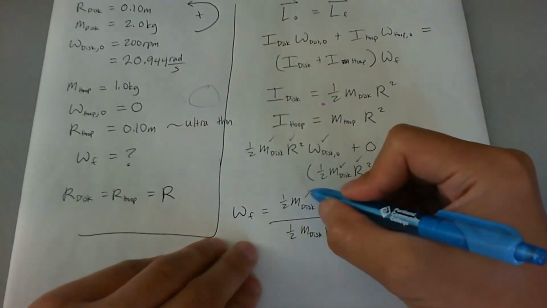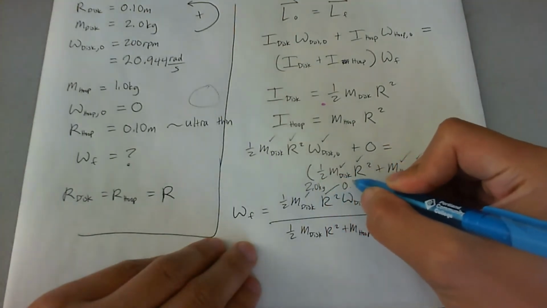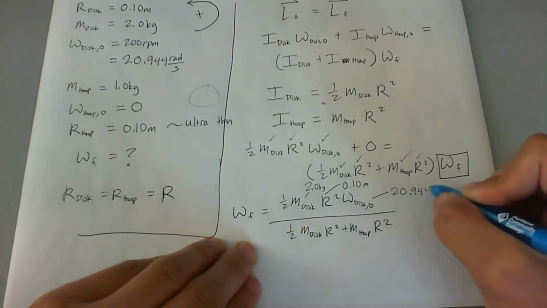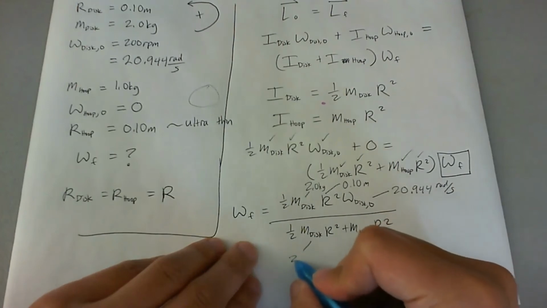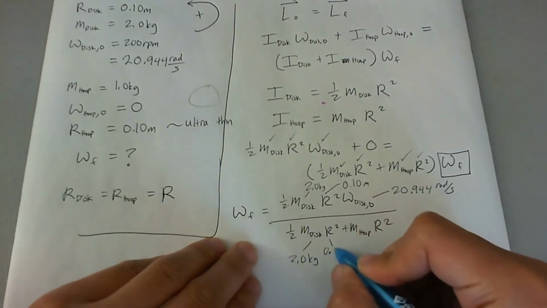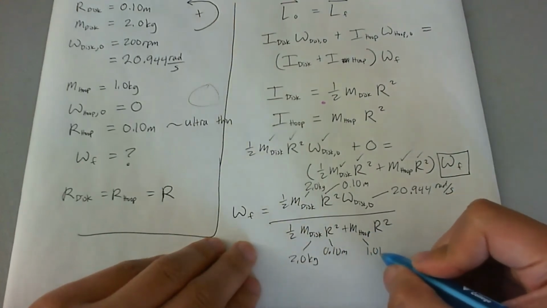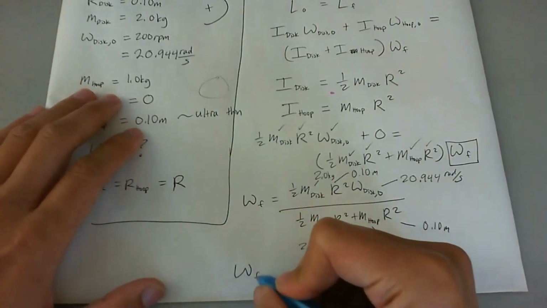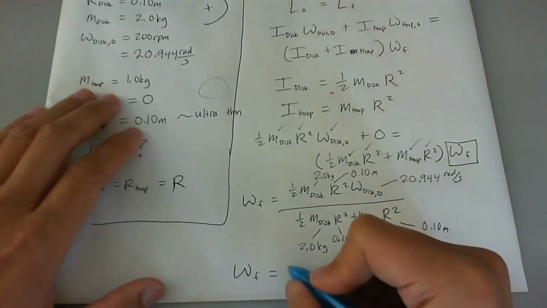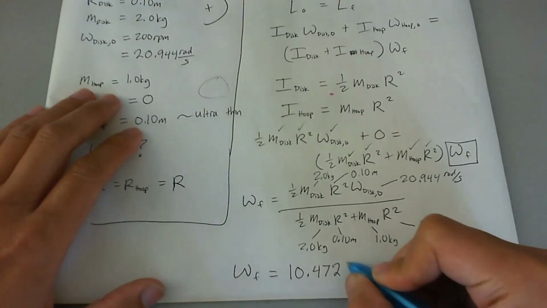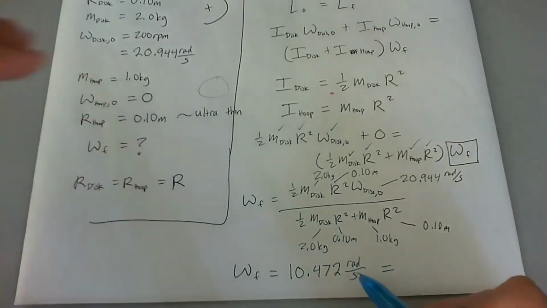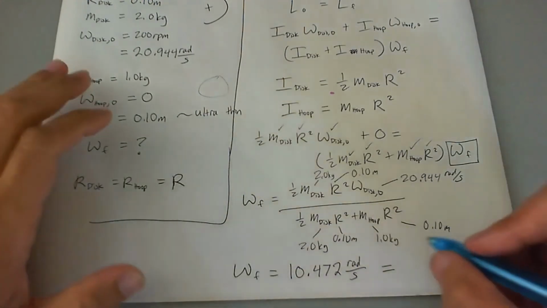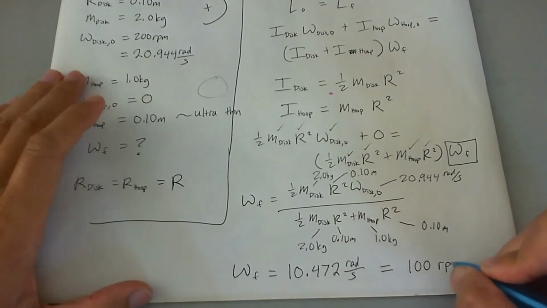Now let's write down all the knowns. M disk is 2.0 kilograms. R is 0.10 meters. Omega naught of the disk is 20.944 radians per second. Again, M disk is 2.0 kilograms. R is 0.10 meters. M hoop is 1.0 kilograms. And R again is 0.1 meter. Plug all this into your calculator, and we are going to get 10.472 radians per second, which if you multiply by 60 and divide by 2 pi, you can get revolutions per minute. And that actually comes out to be a very nice looking 100.